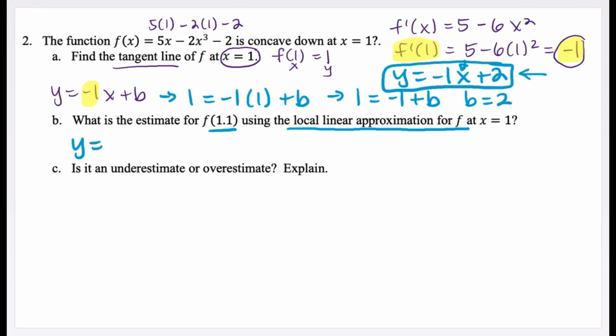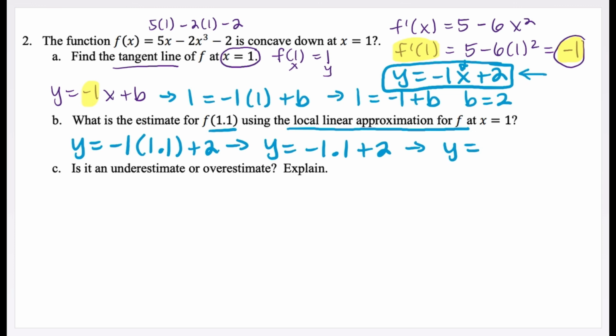So I'll have y equals negative 1, but instead of x, I'm going to plug in 1.1, plus 2. So I get y equals negative 1.1 plus 2, which means y is going to equal 0.9. So 0.9 is the estimate for f of 1.1.